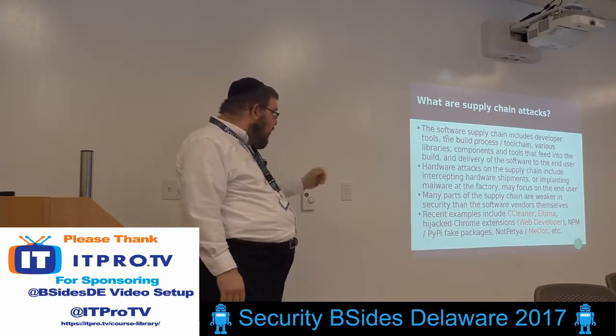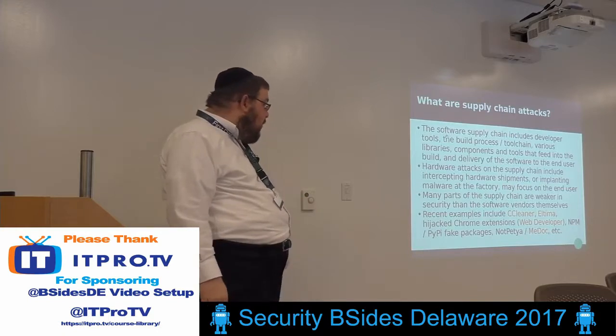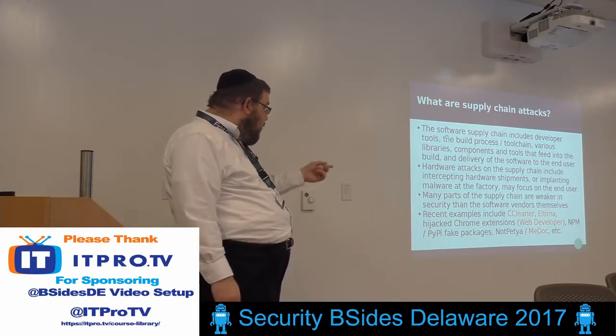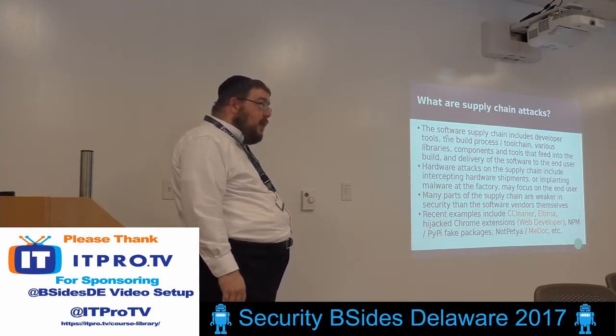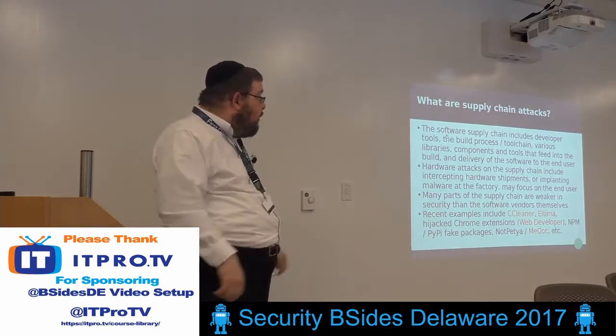Some examples of compromising the software supply chain: CCleaner, Altima, which is a macOS application. People keep hijacking Chrome extensions, npm, IP. NotPetya was a supply chain attack where somebody compromised a server that was delivering accounting software.